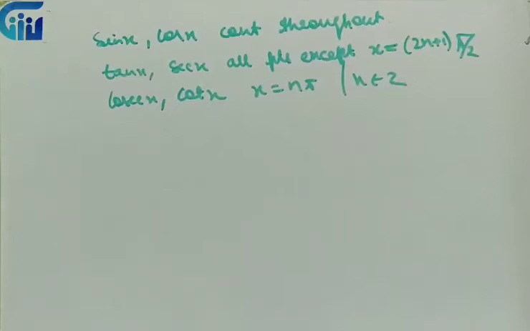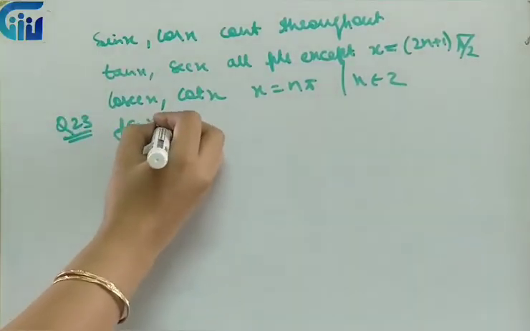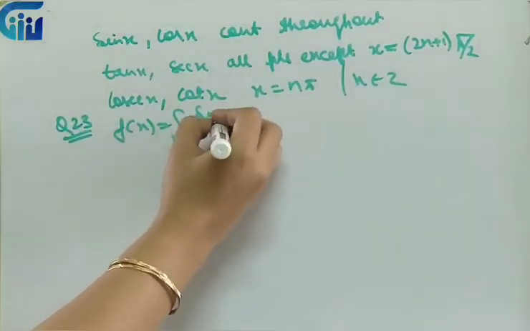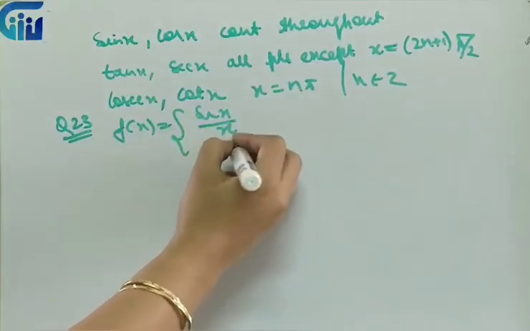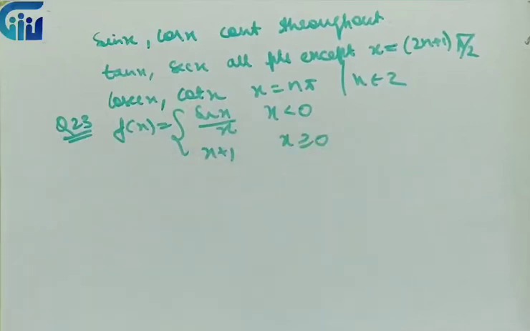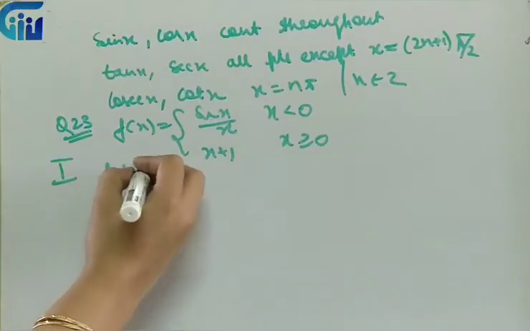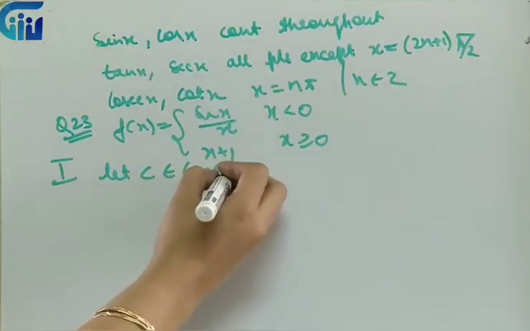Next we have question number 23, which says you have a function sin x upon x for x less than 0, and x plus 1 for x greater than or equal to 0. We have to find the points of discontinuity. So again we will have three cases. Case 1, we will say let c belong to minus infinity to 0.